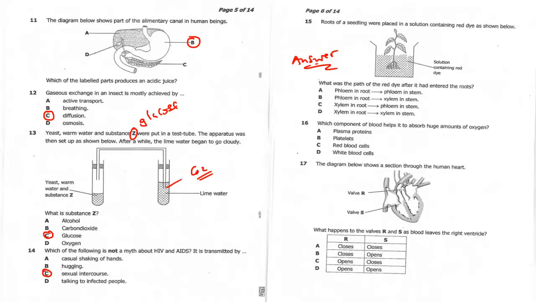Question 16. Which component of blood helps to absorb a huge amount of oxygen? It is red blood cells. Red blood cells.